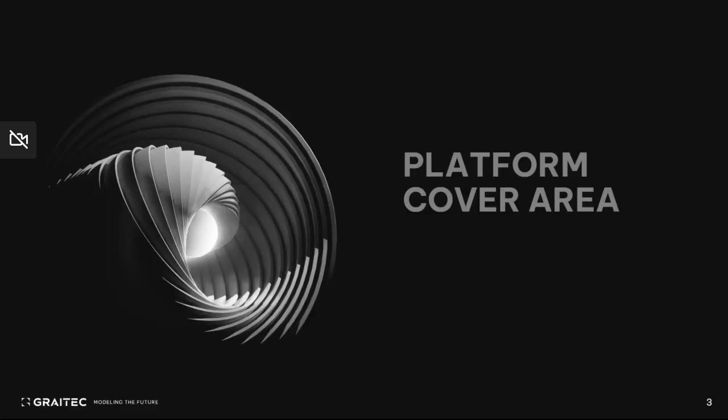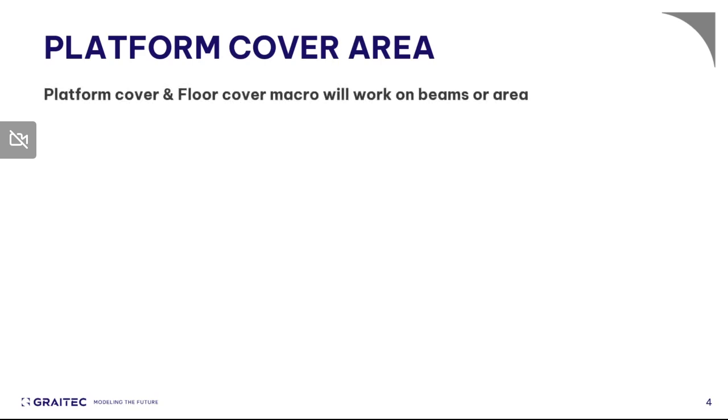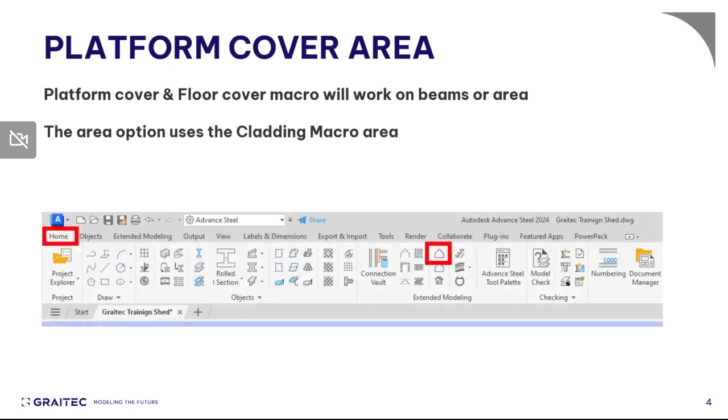So, first thing we are going to look at is the platform cover and using it based on an area. So the platform cover and the floor cover macros will work based on beams or areas. Now most of the time people use the beam functions. The area option is what we're going to look at today, and that uses the cladding macro area, which is a standard part of Advanced Steel, but our PowerPack tool will use that.